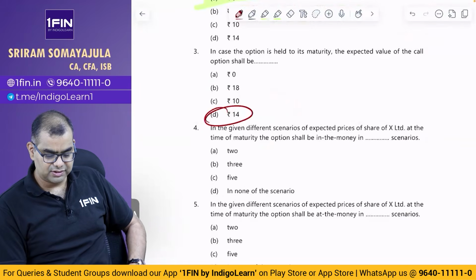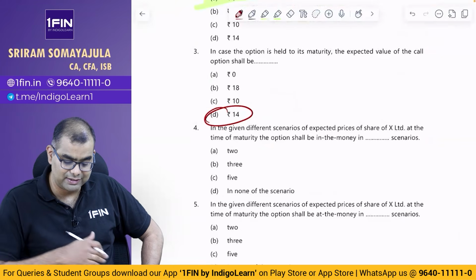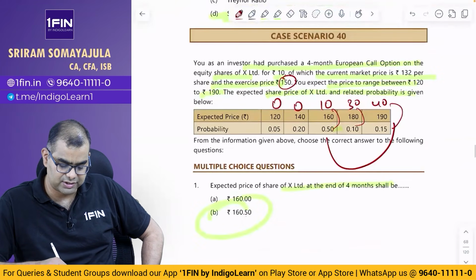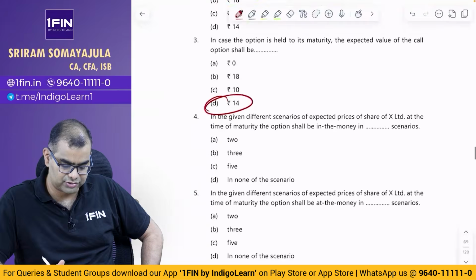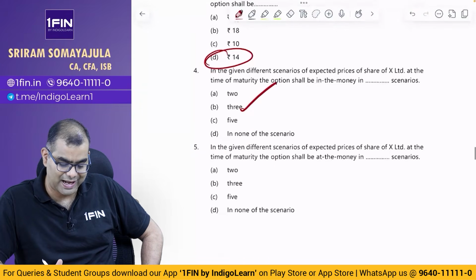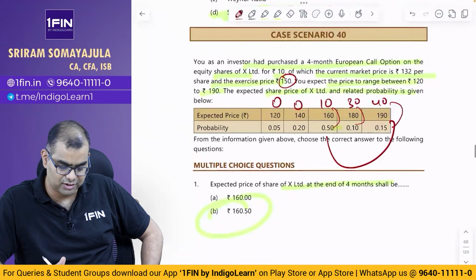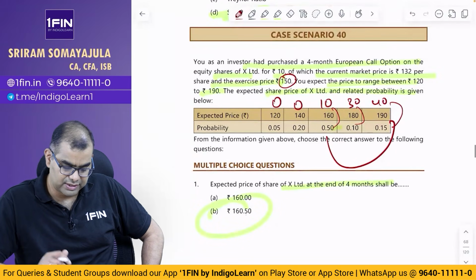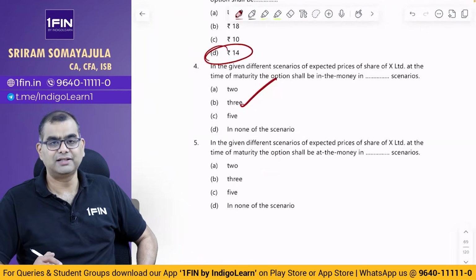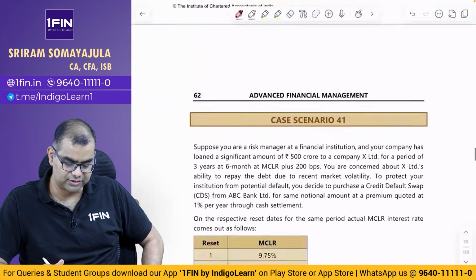Then, in the given different scenarios of expected price of share of X Limited at the time of maturity, the option shall be in the money. So where all is it in the money? Wherever you are making profit, it is in the money: in three scenarios. Then in the given scenarios, the option shall be at the money. Is there any at the money? No, there is no scenario where it is at the money. So I don't think there is any scenario. You can highlight that only.